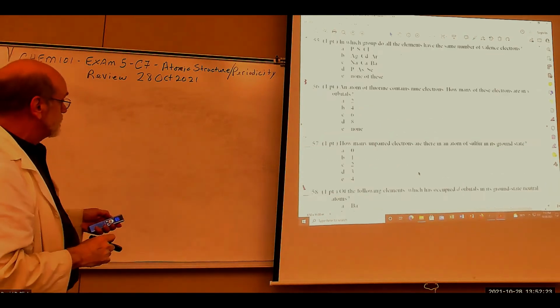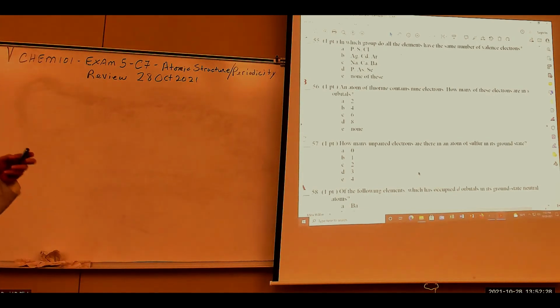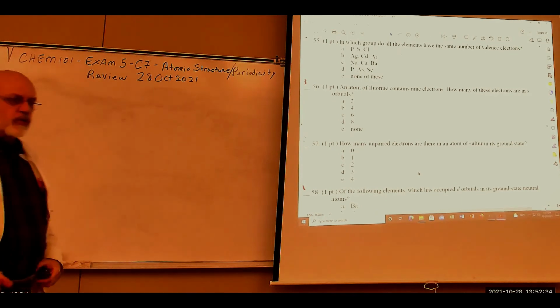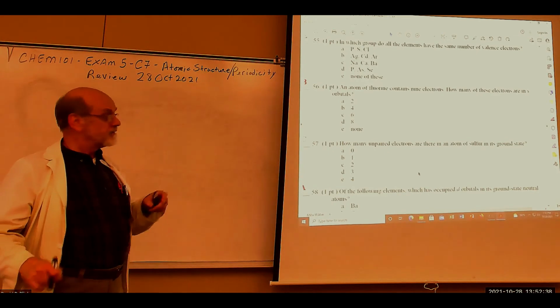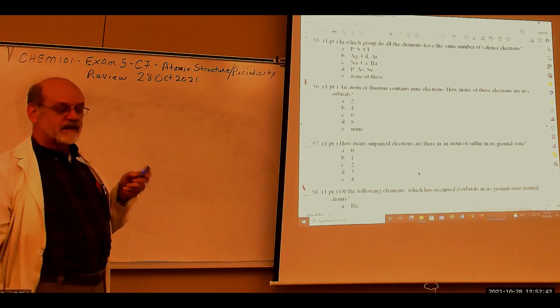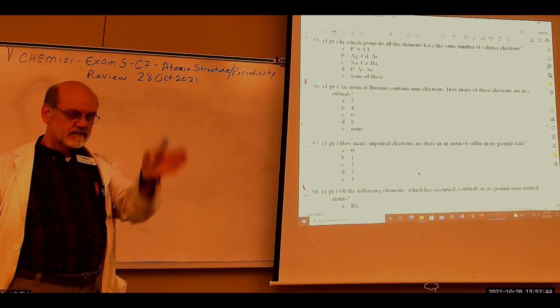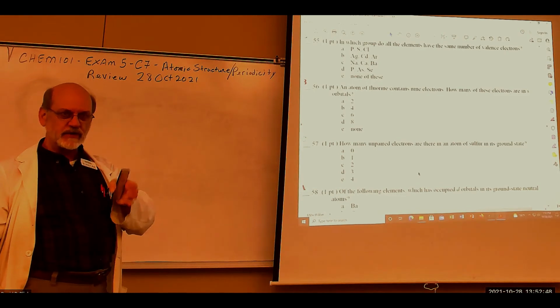Let's see, where's 55? There's 55. In which group do all of the elements have the same number of valence electrons? So, which ones will have the same number of valence electrons? Well, if every element in these triads comes from the same group or family of elements, they will have the same number of valence electrons.